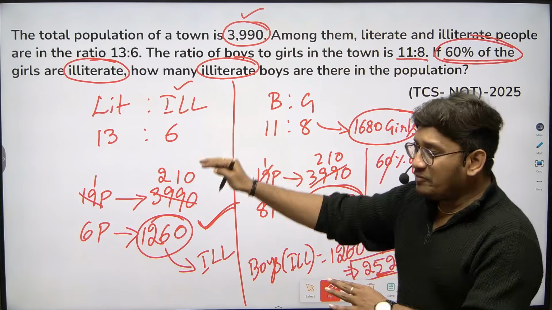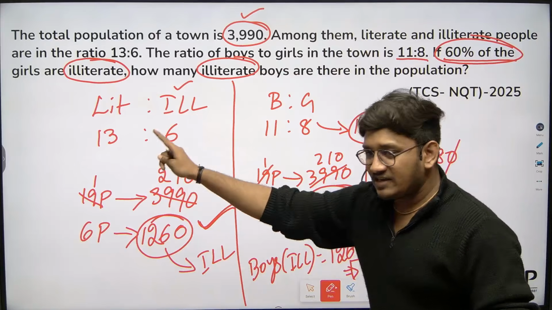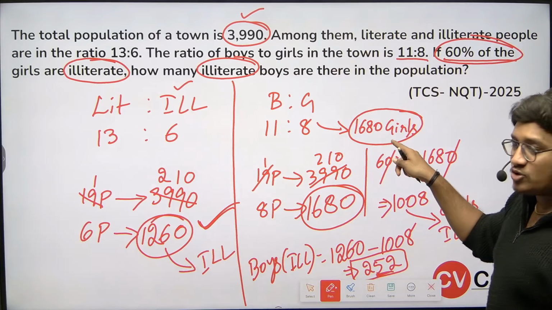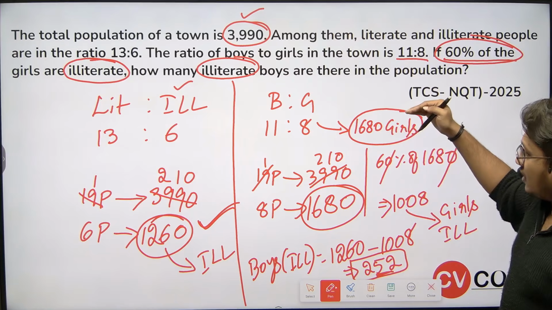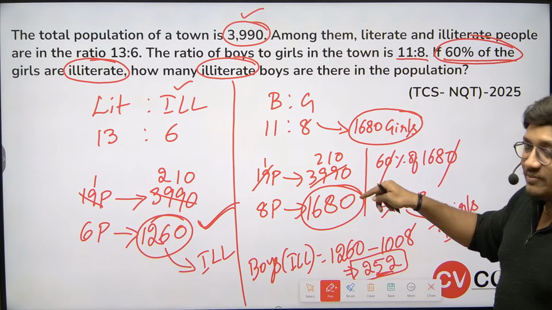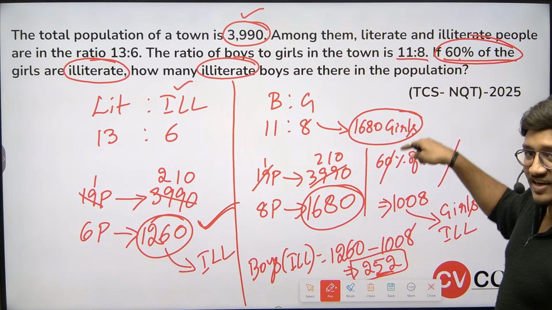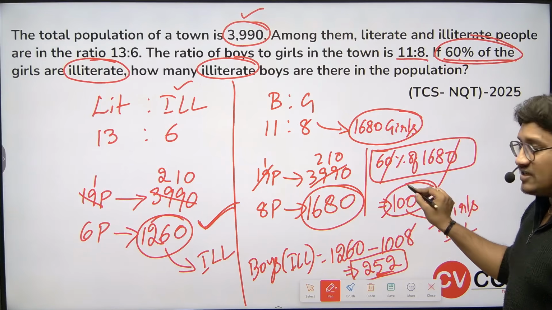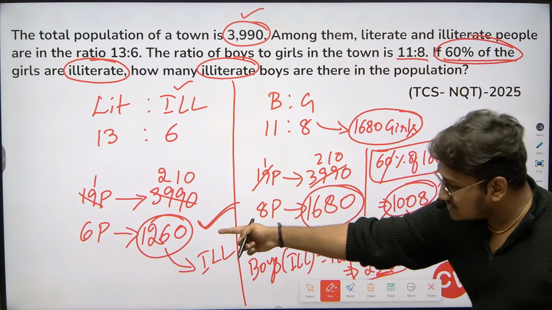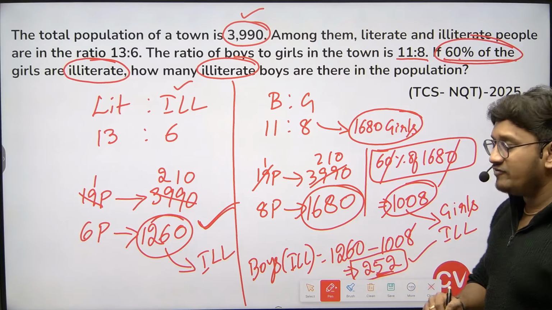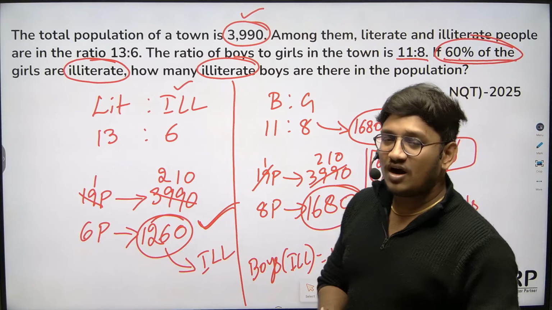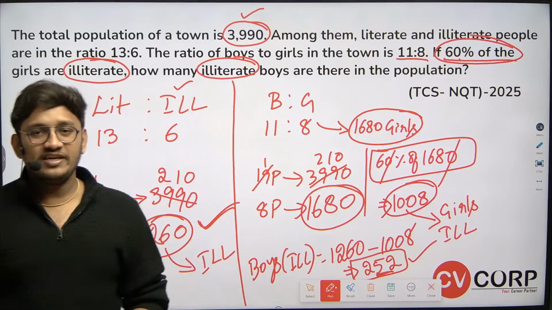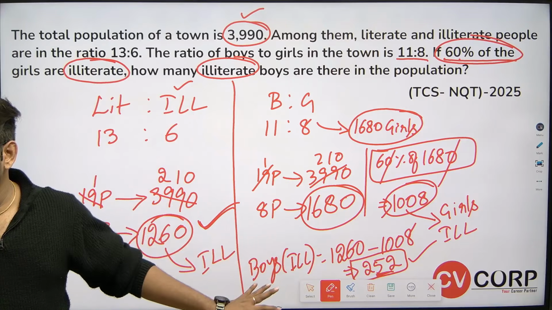Very simple, guys. Only matching up the ratios, that's it. Here they have given literate and illiterate. I just counted how many illiterate people are there, out of which how many girls are there in total? 1680 girls are there. So we counted the total number of girls. They clearly mentioned that out of all the girls, 60% are illiterate. So I calculated 60% of 1680, which is nothing but 1008. So 1008 girls are illiterate out of 1260. I subtracted that. I got to know that 252 boys are left out. Those are illiterate boys. I hope you all are clear with this particular question, right? Yes, you can just have a look at this.